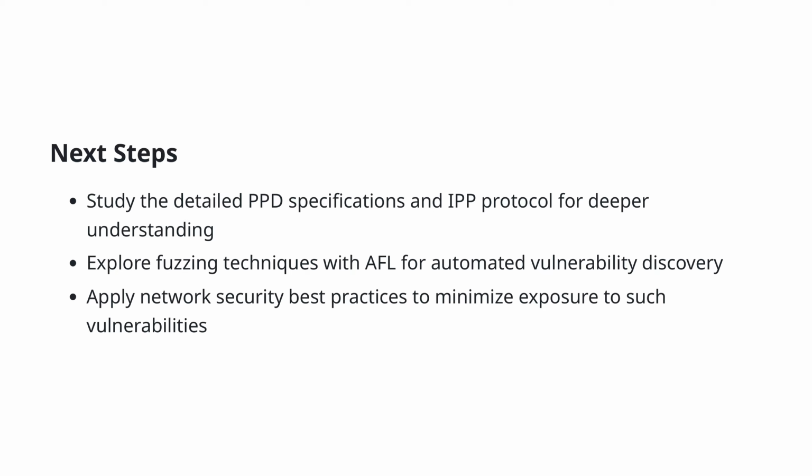Now that we have covered tools like AFL for automated fuzzing and standard network and process enumeration tools like lsof and netstat, it's time to discuss the next steps in our journey. To gain a deeper understanding, you should study the detailed PPD specifications and the IPP protocol. This knowledge will provide a solid foundation for more advanced topics. Additionally, exploring fuzzing techniques with AFL will help in discovering potential vulnerabilities automatically, making it a valuable skill in your toolkit. Lastly, applying network security best practices will minimize your exposure to vulnerabilities, enhancing the overall robustness of your systems.